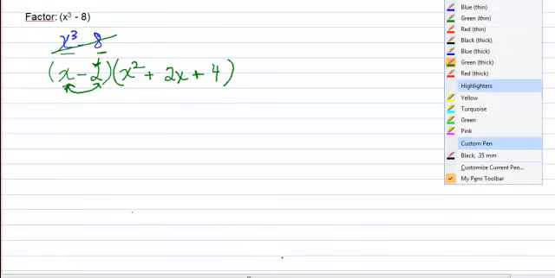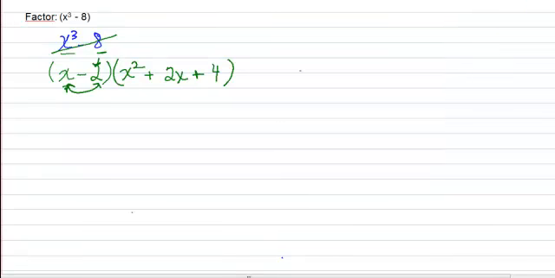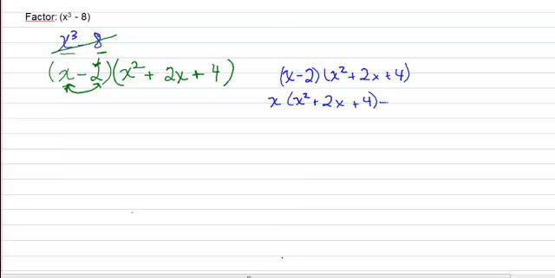The next thing that I want to do here is I just want to prove this to you. So we're going to multiply it back. So we've got x minus 2 times x squared plus 2x plus 4. And we're going to multiply this back. I'm going to do a little double distribute. So I've got the first term in my binomial times the trinomial, the second term in my binomial times the trinomial.